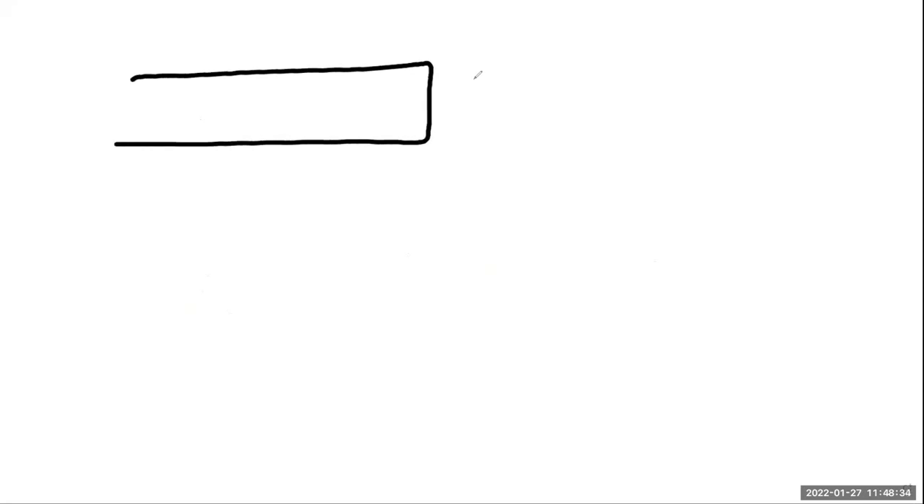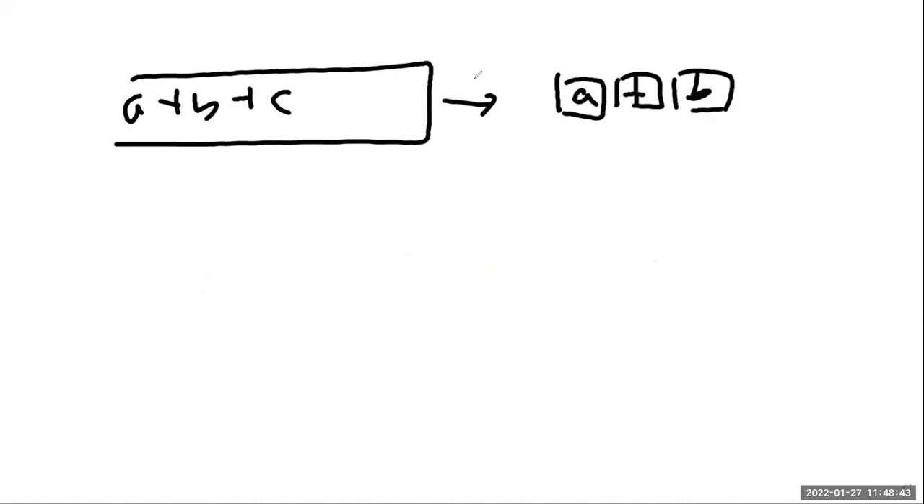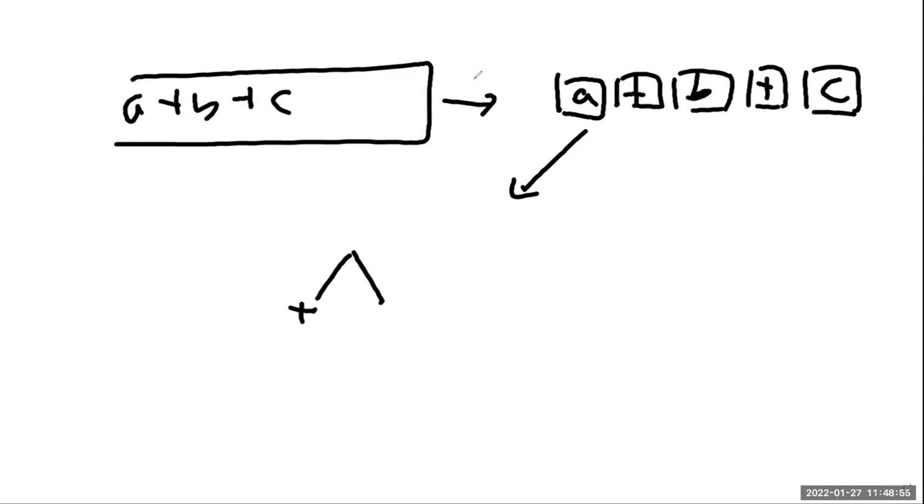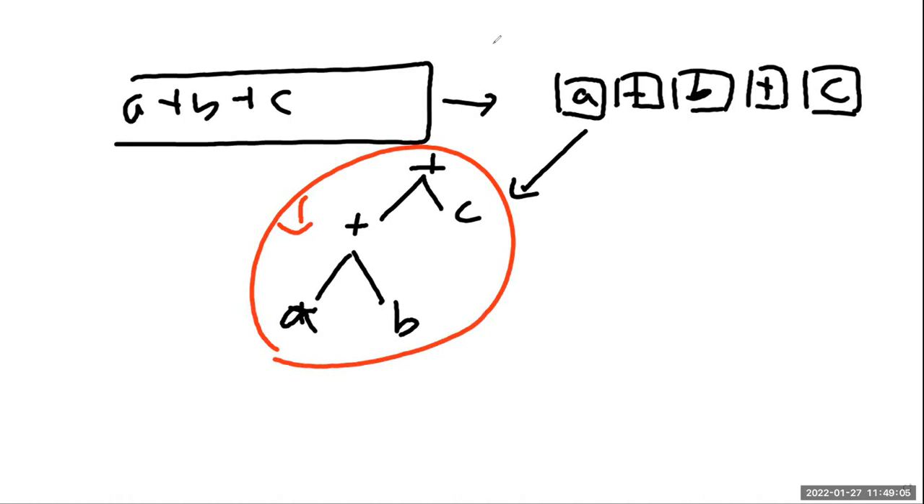Basically we have an input string and we need to tokenize it. So we have A plus B and then plus C. We tokenize them, then we want to build this into a parsing tree. This one we call the syntax tree. So we need to know about the tree structure and how to build a tree.